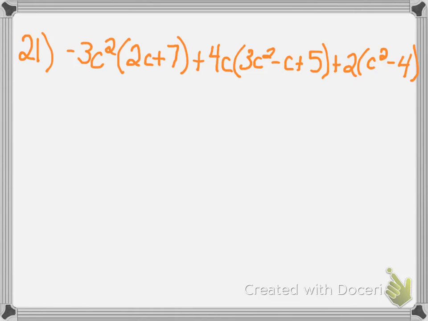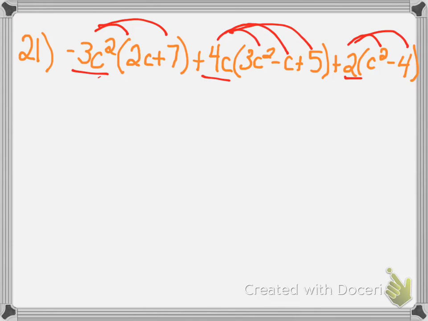Number 21, you need to distribute, and then at the end you're going to go through and you're going to combine like terms. So first, negative 3c squared times 2c. That's negative 6c to the third. Negative 3c squared times 7. That's negative 21c squared. Then you move to your next one.